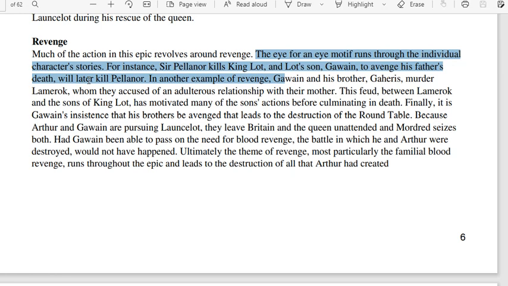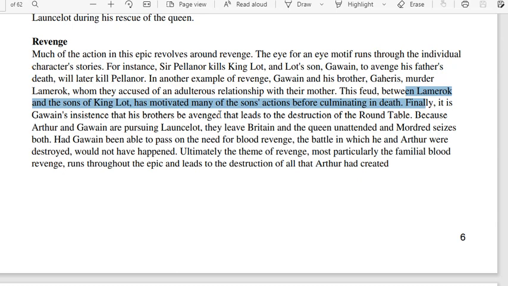In another example of revenge, Gawain and his brother Gaheris murder Lamorak, whom they accused of an adulterous relationship with their mother. This feud between Lamorak and the sons of King Lot has motivated many of the sons' actions before culminating in death. Finally, it is Gawain's insistence that his brothers be avenged that leads to the destruction of the Round Table.